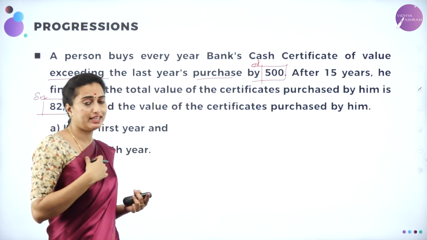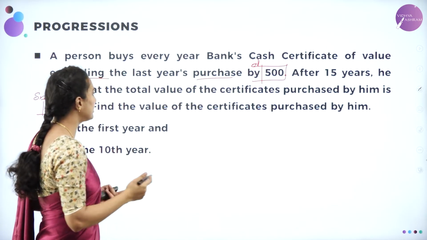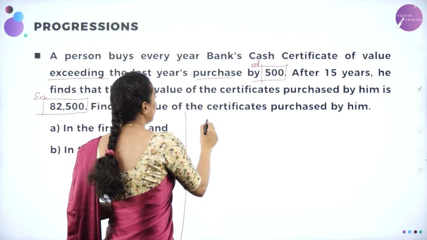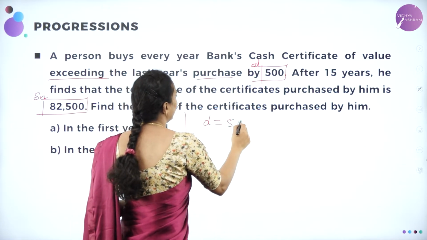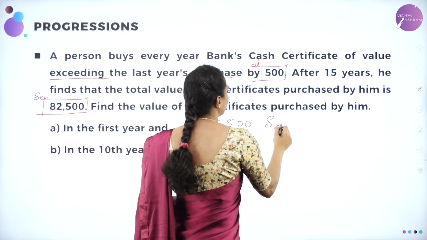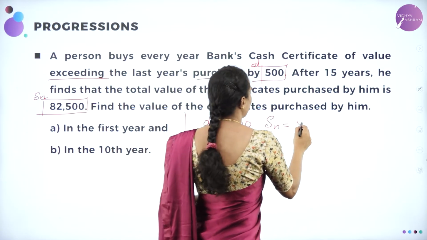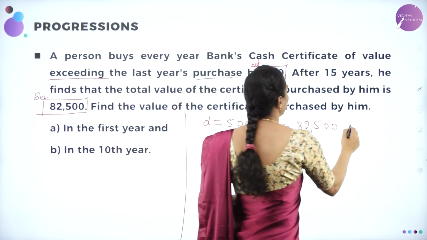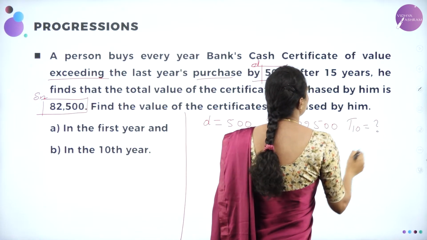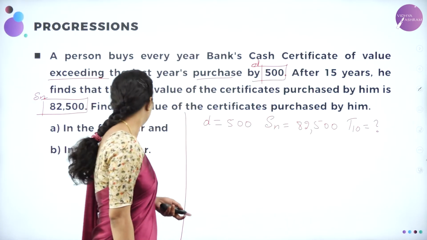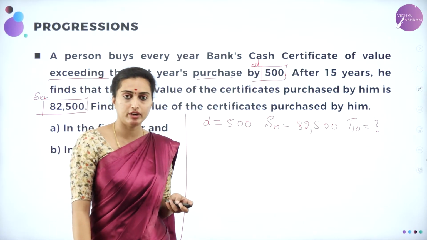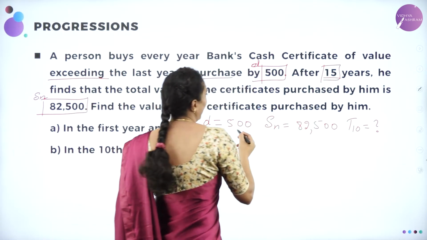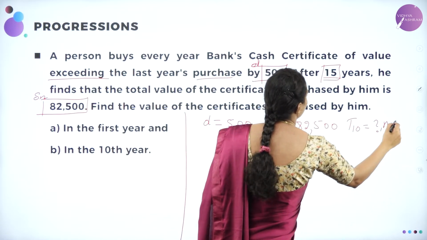So therefore I can take here the value of d is given, for finding the first one. So given d is equal to 500 and Sn is equal to 82,500. So let me find out first the 10th year. So T10 is equal to question mark. That means n is equal to 10, isn't it? Now in the first year, what we need to find out? Now here they have given after 15 years. After 15 years means this will be the n value. Therefore n is equal to 15.